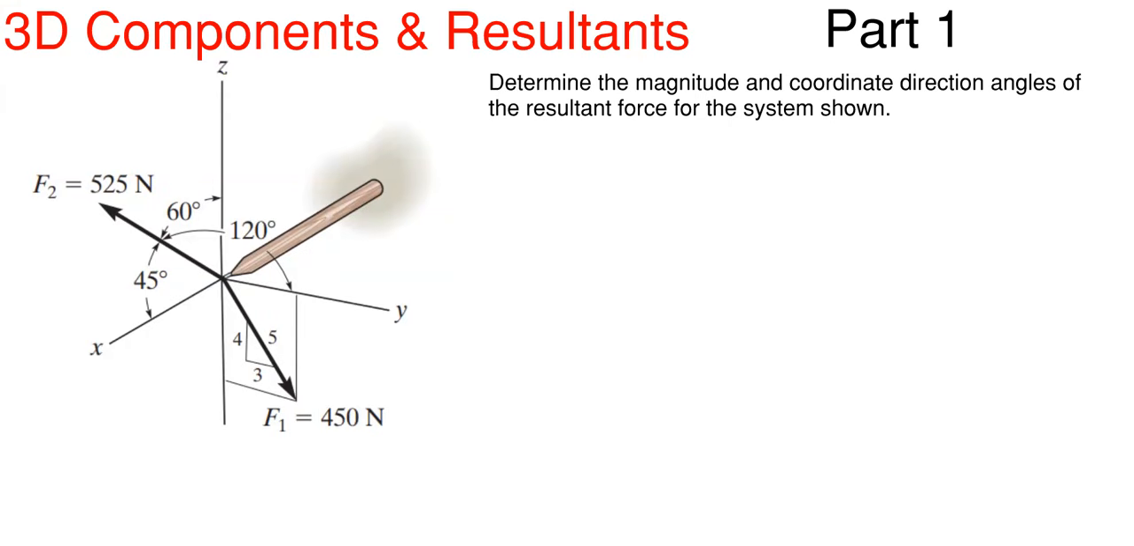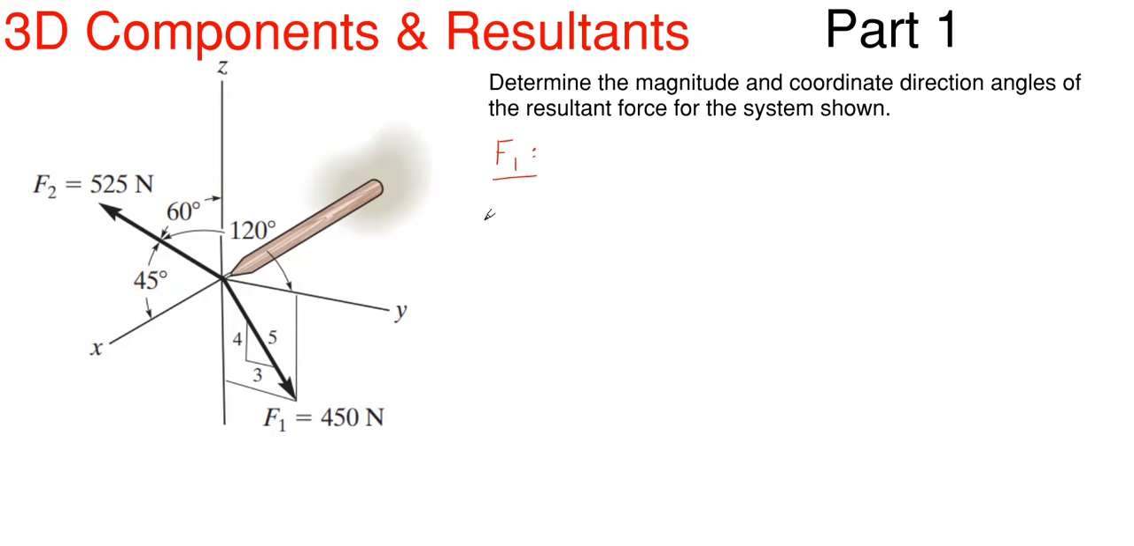Anytime you have a problem that is in 3D and it's asking you to find the resultant force and its direction, meaning the coordinate direction angles, the first step is always to break up your forces into the X, Y, and Z directions. Then you sum those forces in each of those directions, and find the resultant from that. So first, we need to look at each individual force and break it up into its X, Y, and Z directional components.